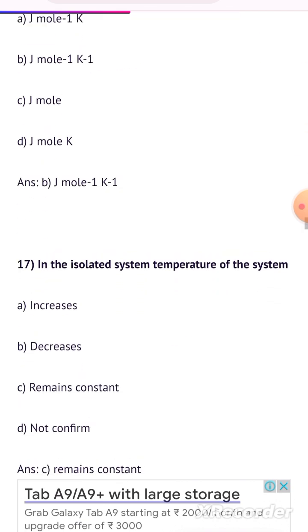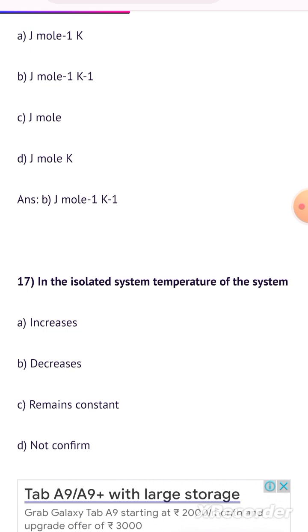So question 17, sorry. Sometimes the answer gets totally visible to you, but it's okay because it still helps. In an isolated system, temperature of the system... All right, an isolated system. What happens to the temperature of the isolated system? Should it increase, decrease, remain constant? Not confirmed. We don't know.